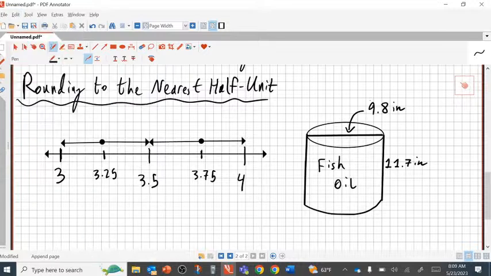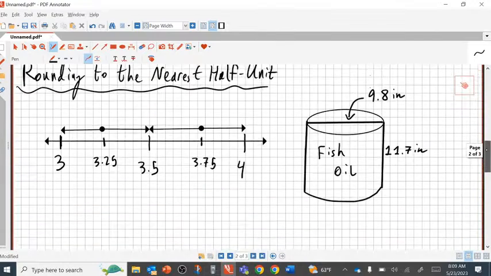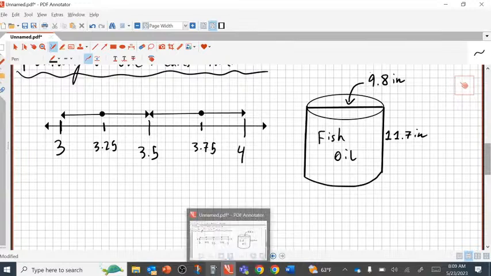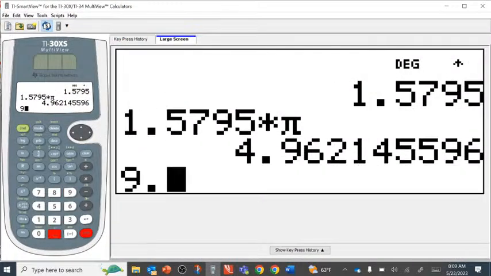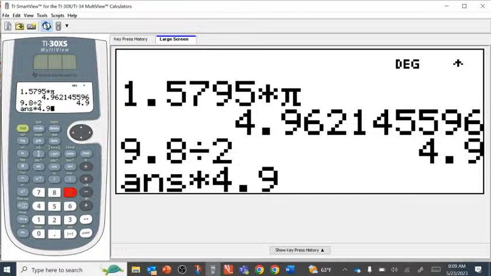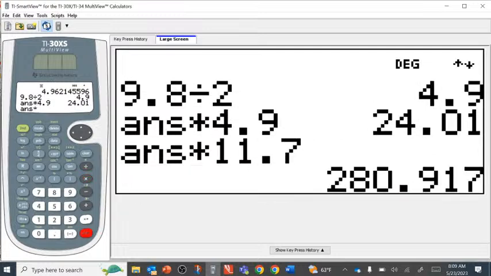Midori, how would you find the volume of this can of fish oil? What's the first thing you should do? Right, so we take the diameter we measured, which is 9.8, and we're going to divide it by 2. I get 4.9. What am I going to do with it? Multiply that number by itself. Done. Because that was the height. Multiply it by 11.7. Anything else?